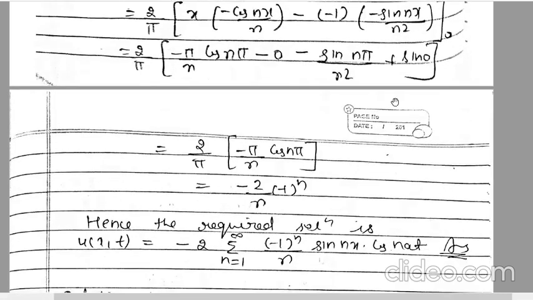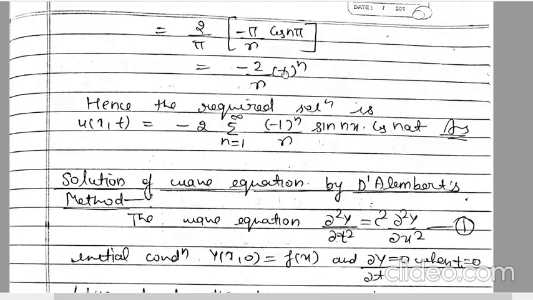So we know that sin n pi is equal to 0, sin 0 is equal to 0, so we are getting minus pi upon n cos n pi, and cos n pi value is always (minus 1) to the power n. So just put the bn value in our solution. Hence the required solution is u(x,t) = minus 2 summation n = 1 to infinity ((minus 1) to the power n upon n) sin nx cos ant. So this is your final answer, right?